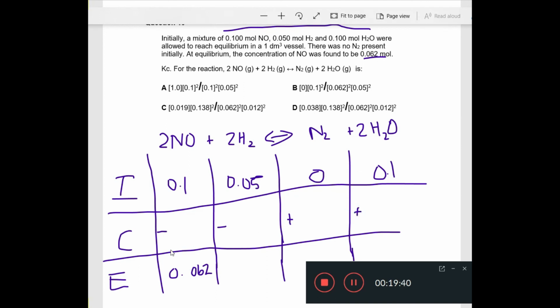I started at 0.1 and I'm down to 0.062, so I would have lost the difference between the two. So 0.1 minus 0.062 would be 0.038 mole. Alright, now according to my equation up here, these reactants combine in a 2 to 2 ratio, so that means the same amount of hydrogen would have reacted. Okay, so I'm going to go ahead and put 0.038, and I also would form the same amount of water because they're all in a 2 to 2 to 2 ratio.